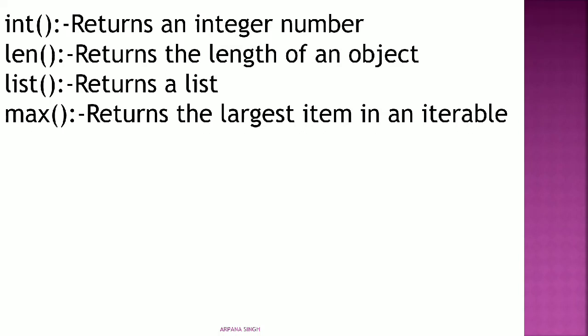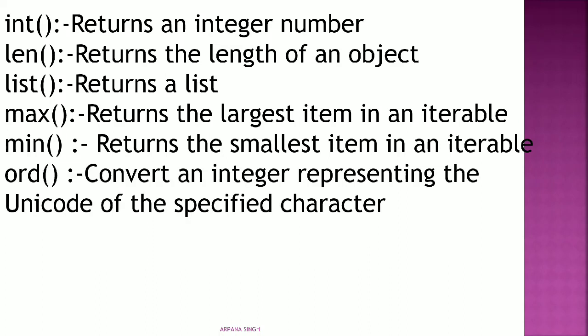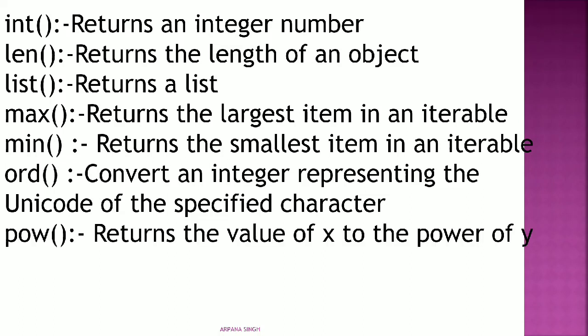Max returns the largest item of the given iterable, and min returns the smallest item of the given iterable. ORD returns the integer value or Unicode value of the given character. Like if you write ORD A, it will return 65 if A is capital A. POW returns x to the power of y.